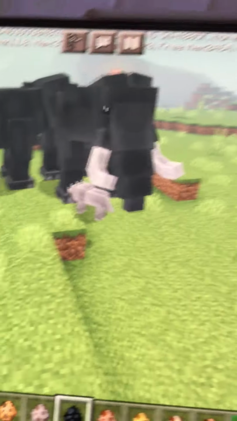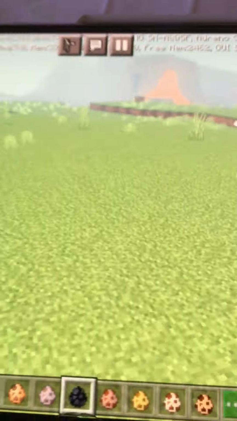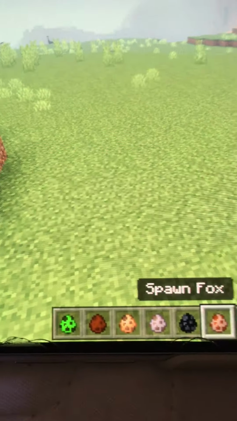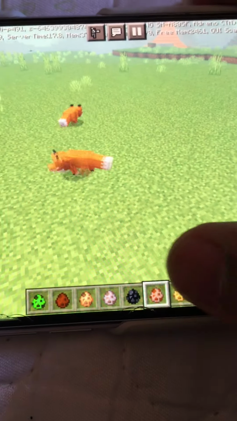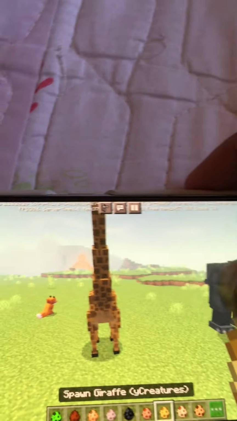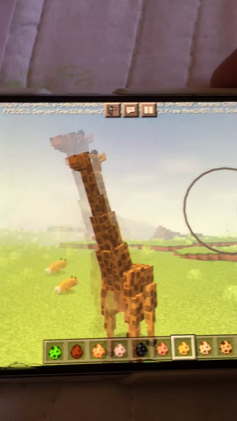Woo-hoo! Let's learn the animals song together. A, B, C, animals together. F is for fox, fox. G is for giraffe, giraffe.